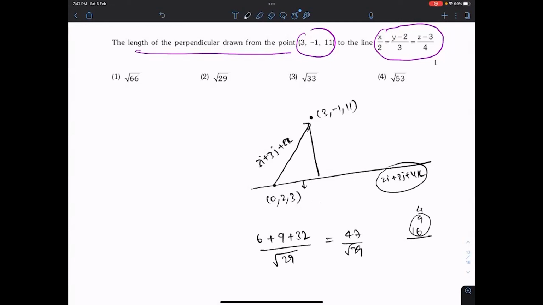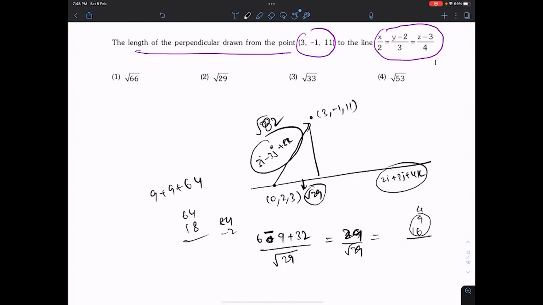It should not give such large values, no? I think I made some calculation mistake. Acha, this is minus 3j, no? 11 minus 3, yeah. So when you do the dot product, minus 9 here it will be. So 32 becomes 29. So it will be root 29, this one. Now what is this length? 9 plus 9 plus 64, so 64 plus 18, that is 82. Root 82. So this length, by the Pythagoras theorem, will be root over 82 minus 29.